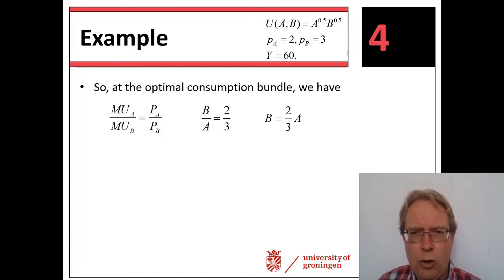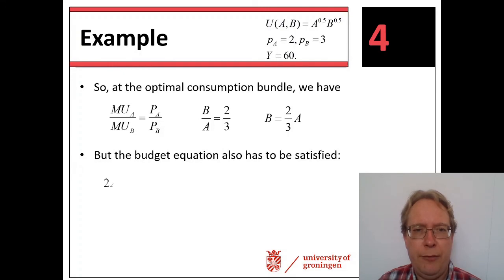But there's another thing I know, right? I also know that at my optimal solution, I satisfy my budget constraint. I spend all the money that I have. Okay, let's use that second piece of information. This is my budget equation in this case, right? This is the amount of money that I spend on apples, because the price of apples is 2. This is the amount of money that I spend on bananas, since the price of bananas is 3. And my income is 60.